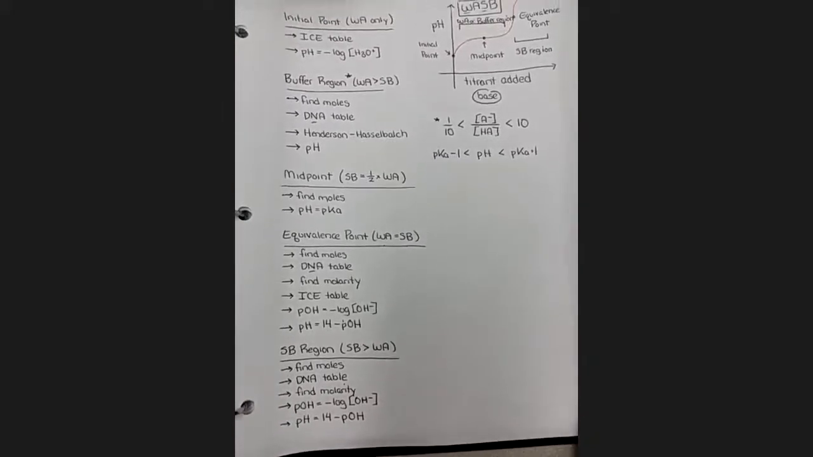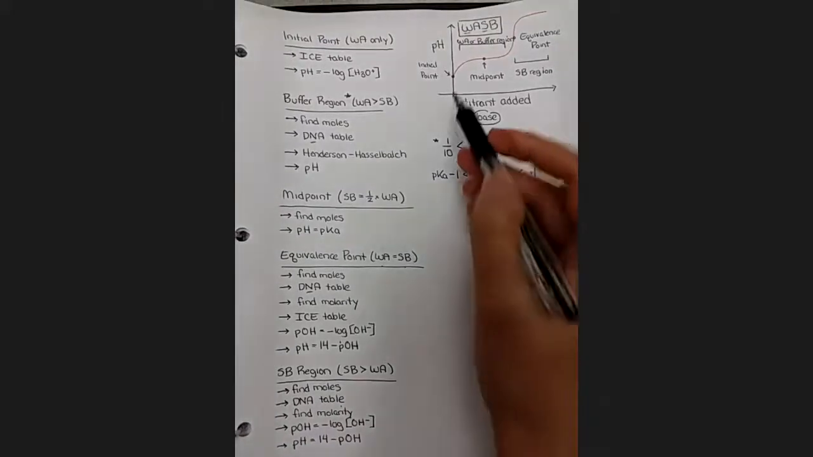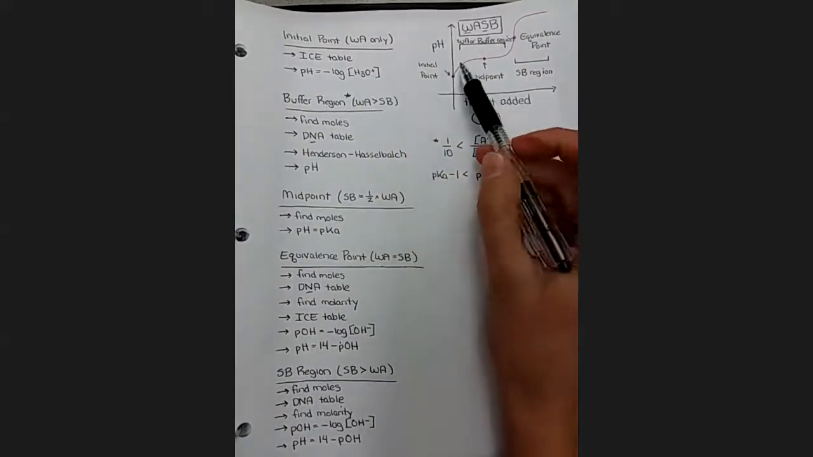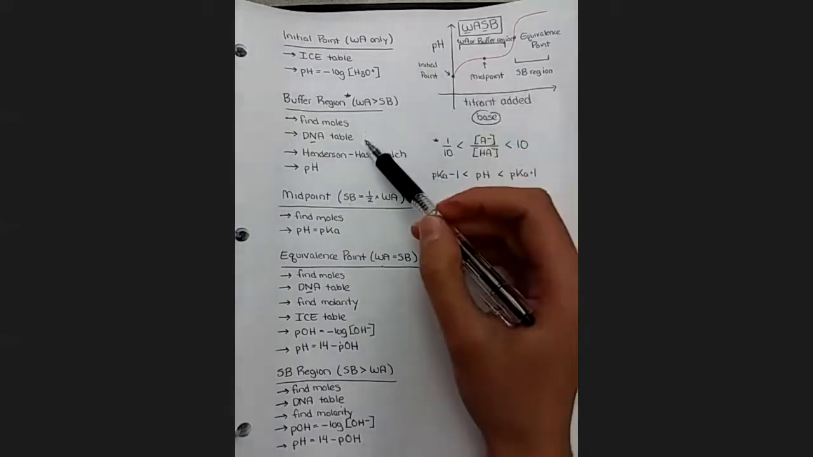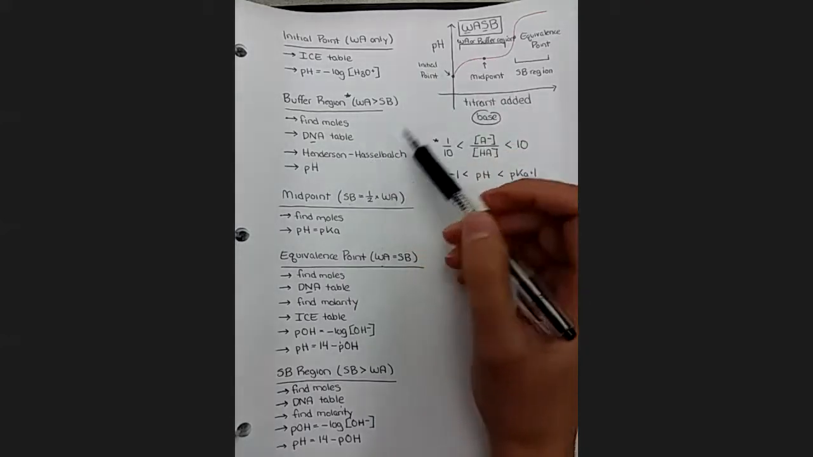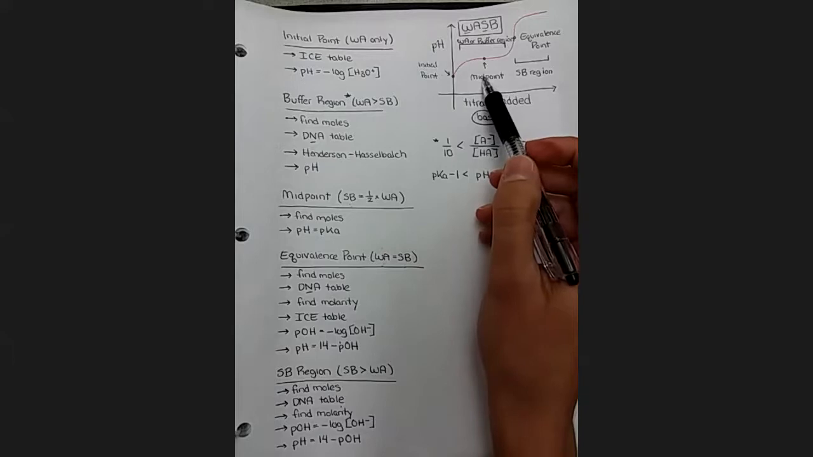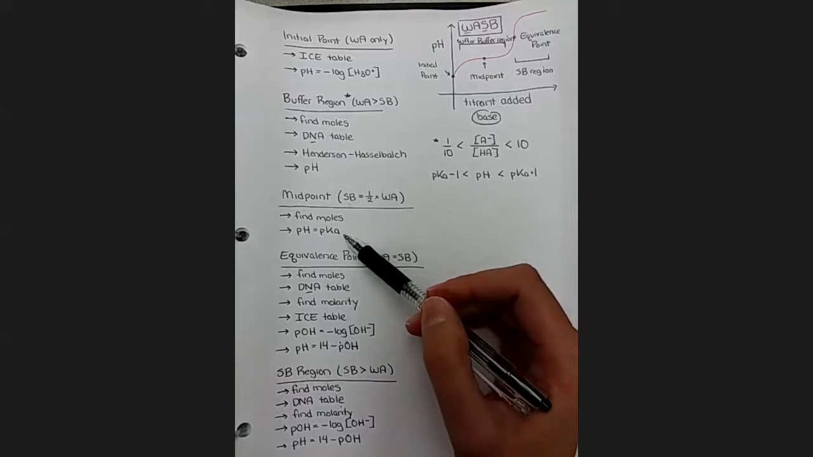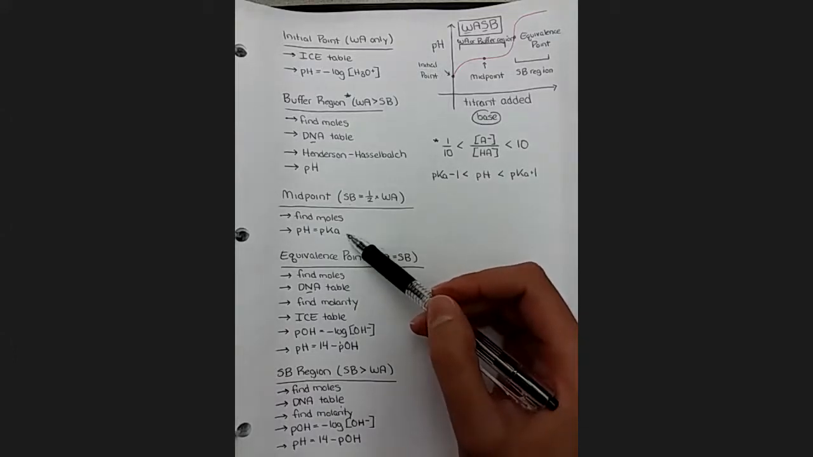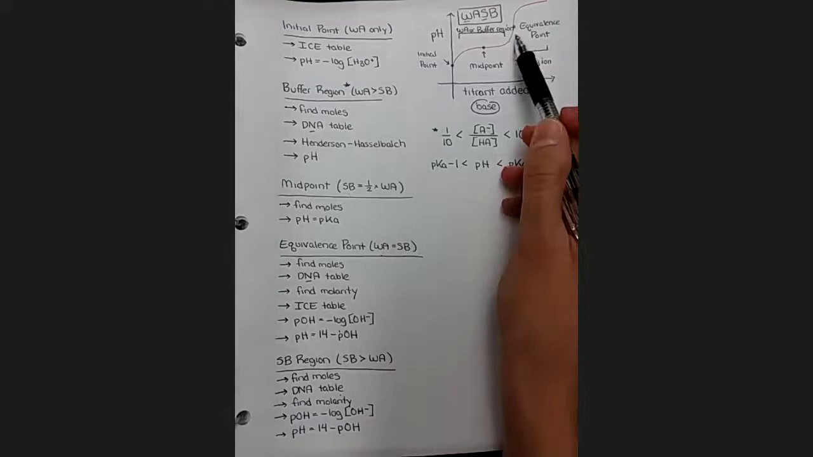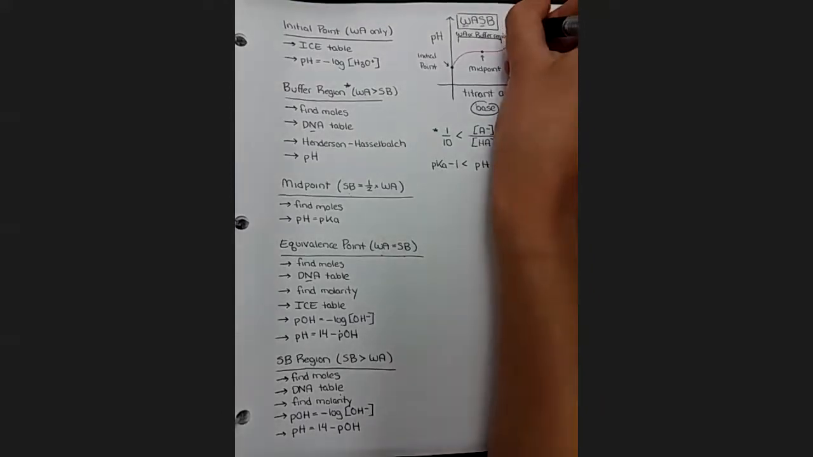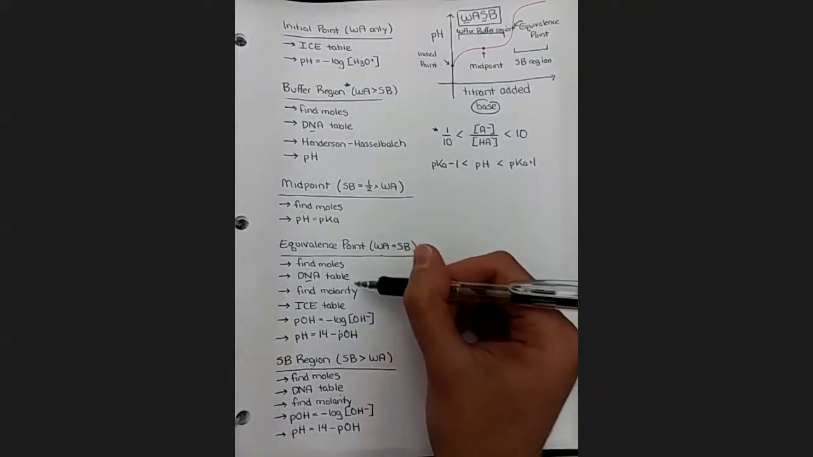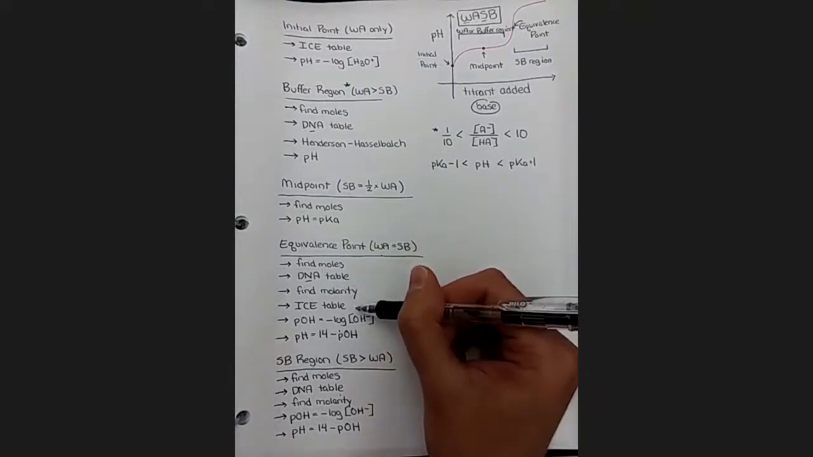Okay, so let's review. We have the initial point where we had to do an ice table before finding the pH. We have the buffer region where we have to do a Henderson-Hasselbalch equation. We have the midpoint at the very center of the buffer region where we can either do a Henderson-Hasselbalch or we can skip straight to pH equals pKa. At our equivalence point, the process is a little bit more lengthy. We have to do a DNA table and an ice table before we can find the pH.